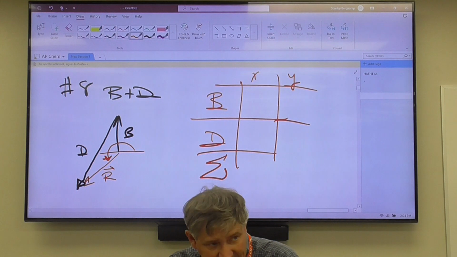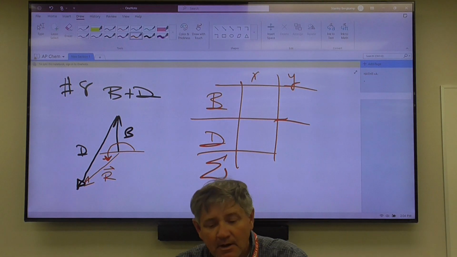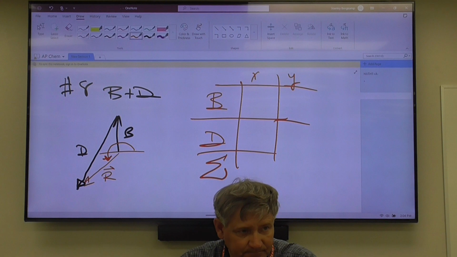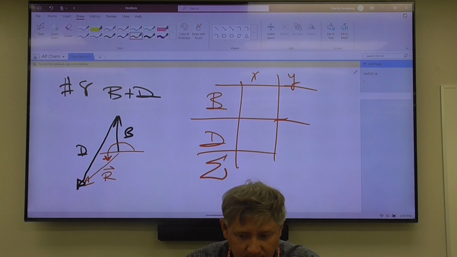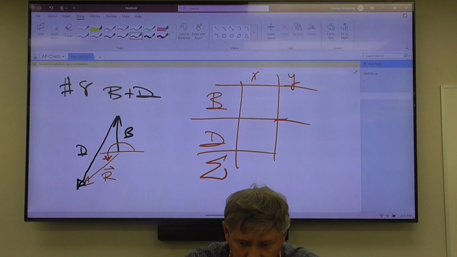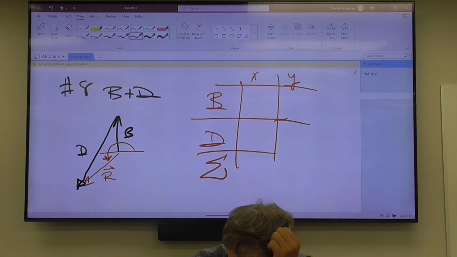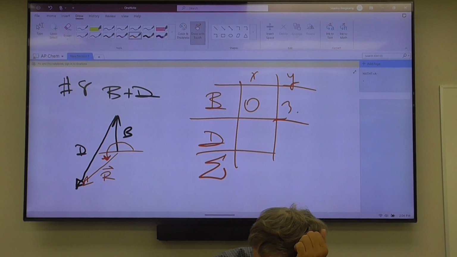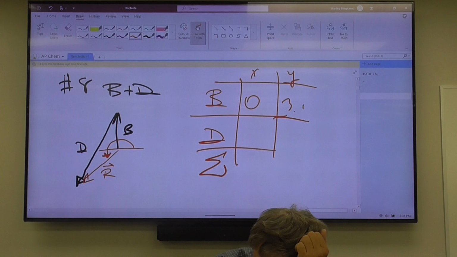Now, you already have these on the other side. You don't have to recalculate them. We already have them. So, what's B's x component? Zero. Okay? Big goose egg. What's B's y component? 3. I think that's all it is.